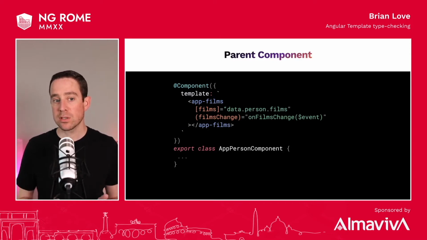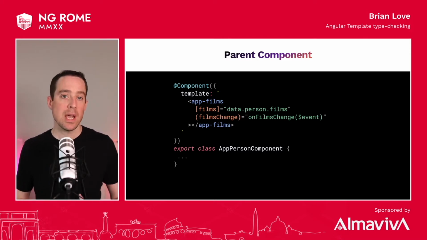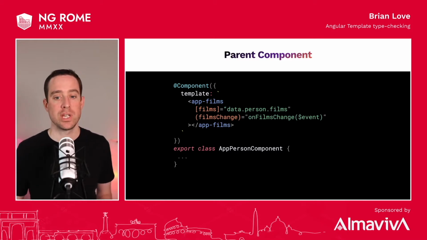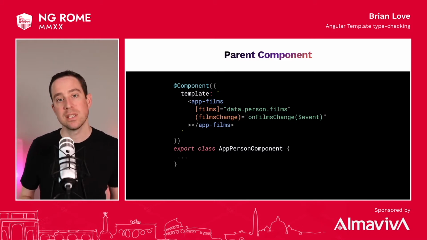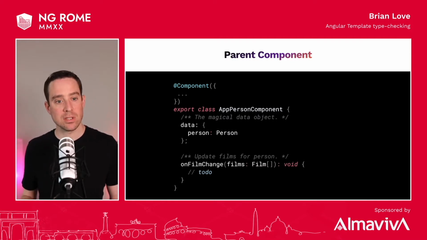So I've got a child component, app-films, and I'm binding down to the films input property, and I'm setting that equal to my data.person.films property. I also have a filmsChange output binding, and I'm invoking the onFilmsChange method in my component's class and passing along the event object. Let's take a look at the class.